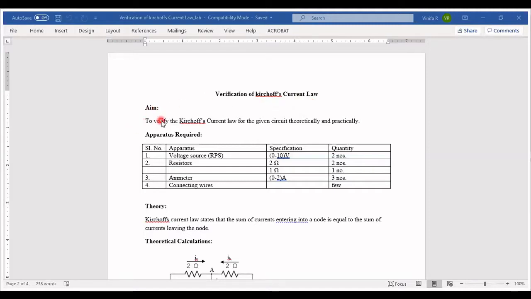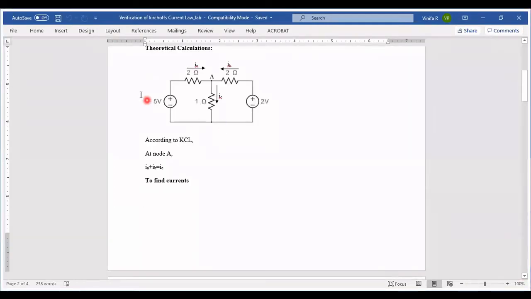The objective of this experiment is to verify the Kirchhoff's current law for the given circuit theoretically as well as practically. So first you have to write the aim, then apparatus required, next the theory part. In the theory part, you have to write the Kirchhoff's laws and the theoretical calculation. So Kirchhoff's law states that the sum of currents entering into a node is equal to the sum of currents leaving the node. The given circuit is this.